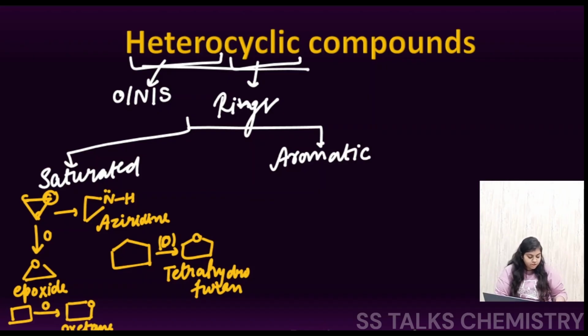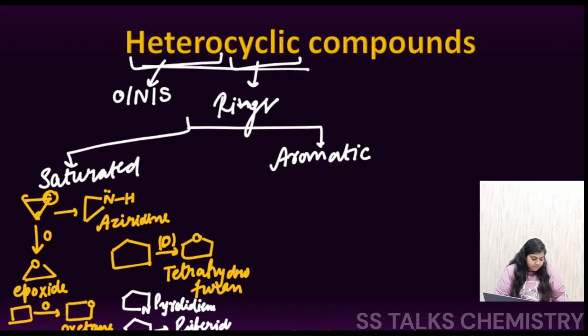Similarly, for nitrogen, a five-membered ring containing nitrogen is called the pyrrolidine ring. And if it is six-membered, that is known as piperidine.